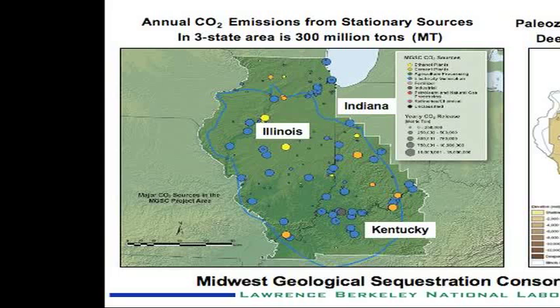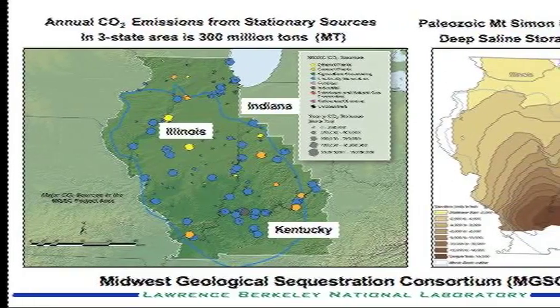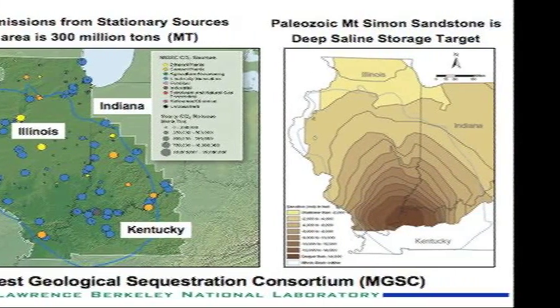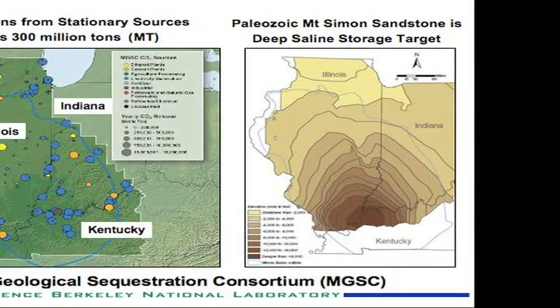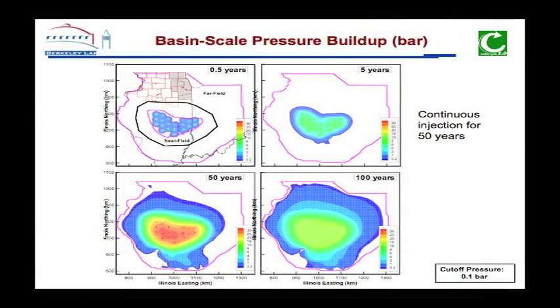This map shows the stationary sources where the CO2 would be collected. This shows the depth to the sandstone unit, which is the Mount Simon sandstone. And the next slide shows, so they've imagined that the CO2 would be injected into the subsurface in this sandstone in this region in about 20 different wells.